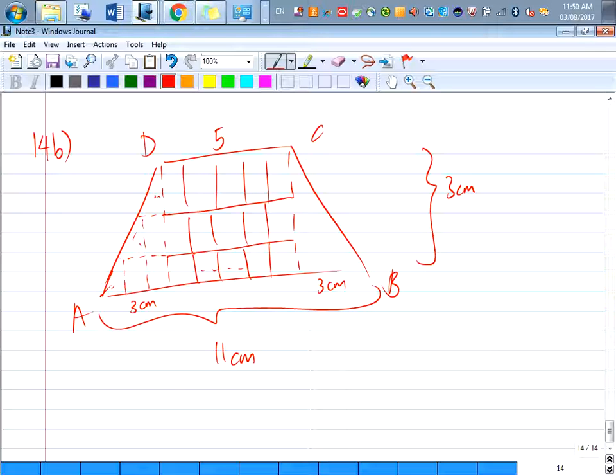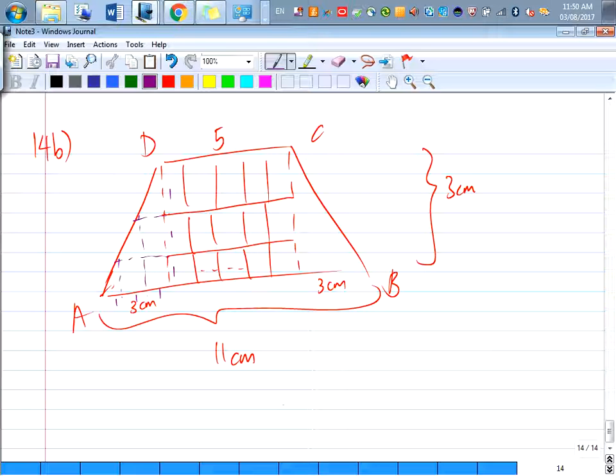Yeah, let's see this again. Class, if I try to draw it to scale, I have 3 units over here. Okay, this is to scale. 1 cm, 1 cm, 1 cm. Over here also 1 cm, 1 cm, 1 cm.